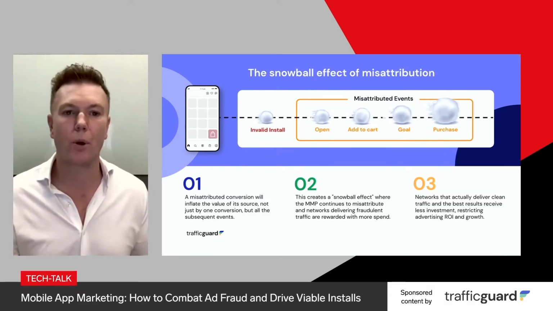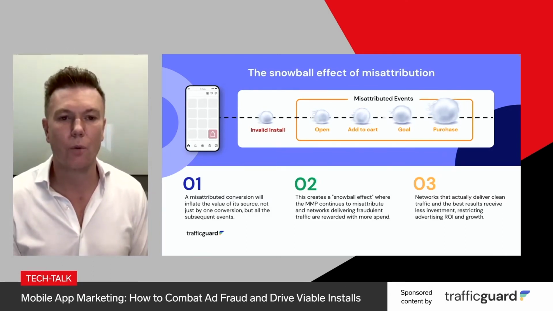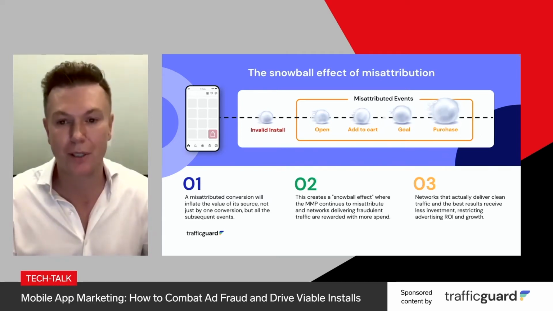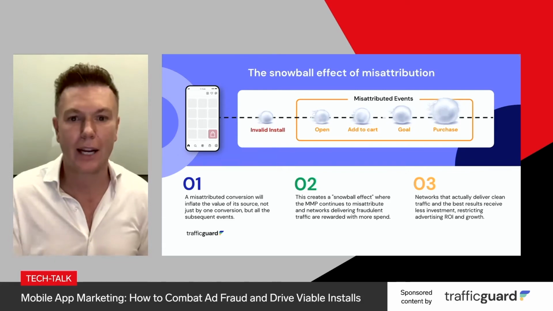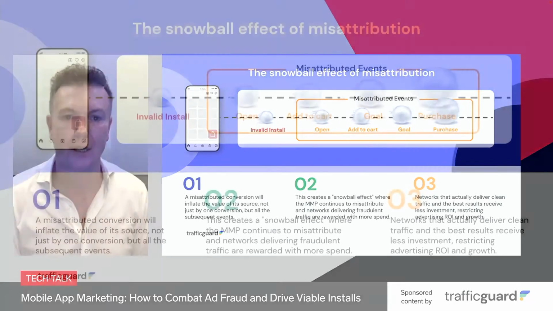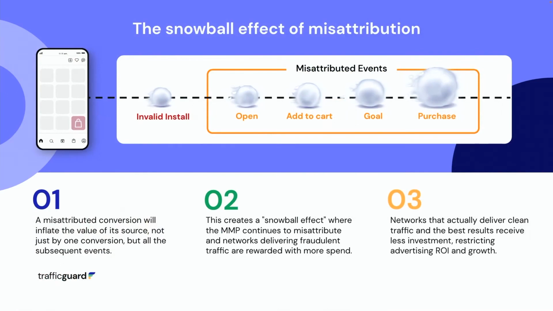It's very important to remember also that if you have skewed data and if you have misattributed data at the install level, it goes all the way through to all the subsequent events. So sometimes marketeers might say to us, oh, we're paying on events. We don't care about installs. Or sometimes they'll say, we're paying on installs, we don't care about clicks. But the brutal reality is that those invalid clicks steal the attribution or generate an invalid install.